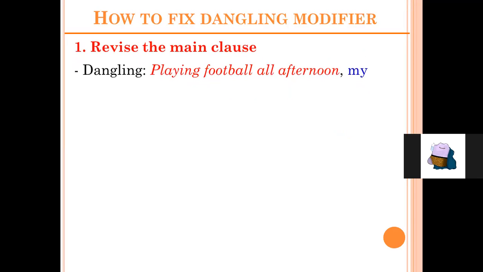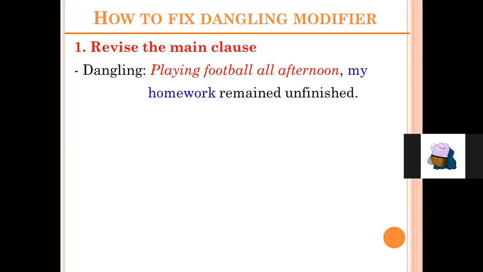You can see the example for the first method, revise the main clause. You see the sentence: playing football all afternoon, my homework remained unfinished. There is no word for "playing football all afternoon" to modify, because it cannot modify my homework, cannot modify remained, cannot modify unfinished. And your sentence is wrong because it contains a dangling modifier.